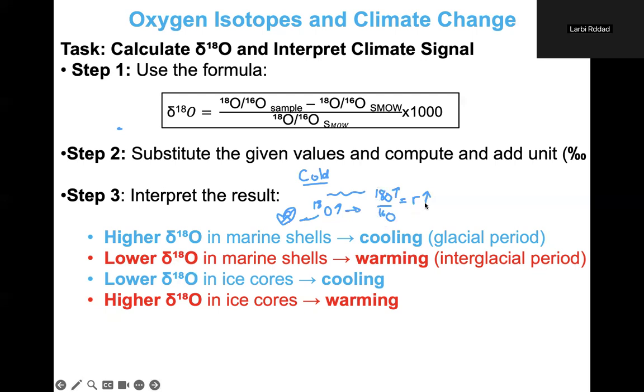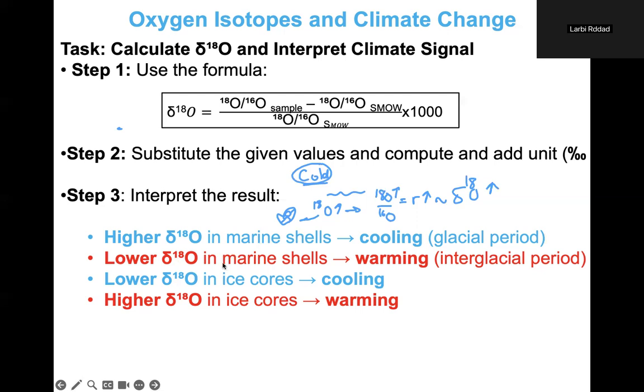And because this is proportional to delta O18 right here, which is proportional to this O18 over O16, if this goes up, this one also goes up. So higher delta O18 in marine shell, like in this example, means cooling. Remember, this is where cooling happens because the O18 cannot go up. It stays there. And because it stays there, O18 increases, the ratio increases, this also increases. Very simple.